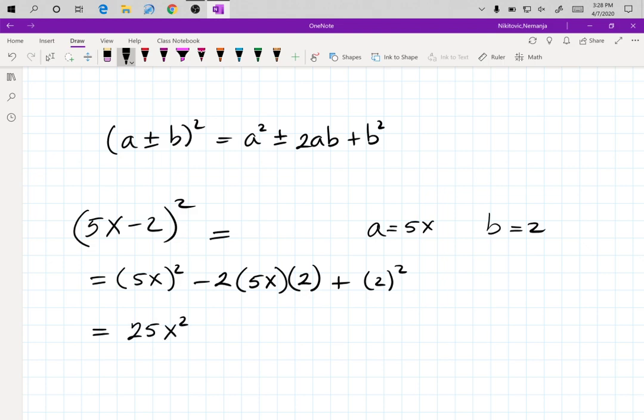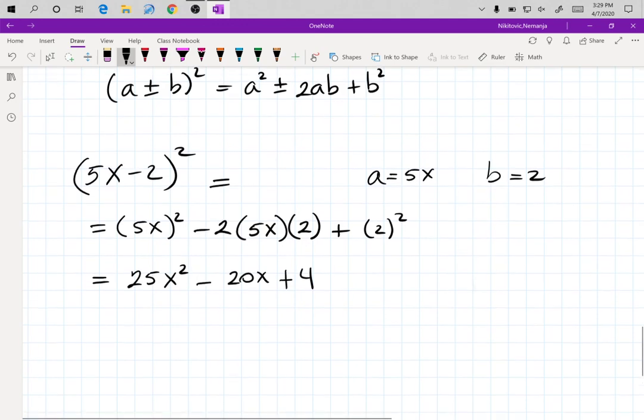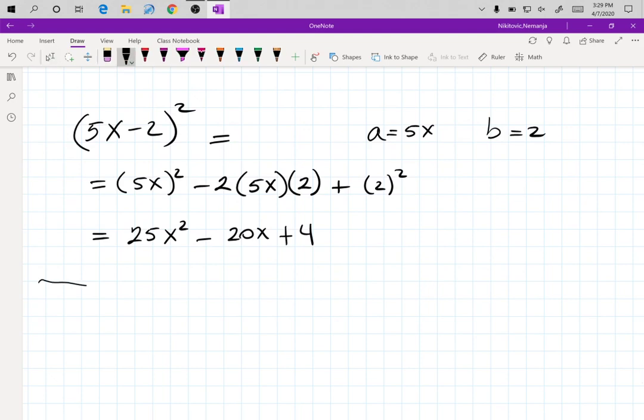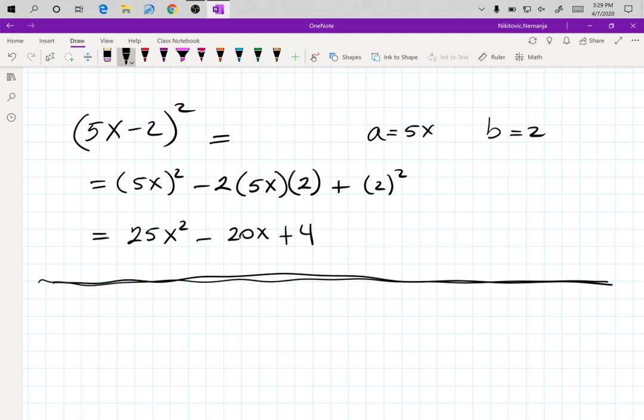25x squared minus, no, that's a 4 times 5, 20x plus 4. That's all it is. We don't have to FOIL if it's a special product. Let's take a look at another one. What else do they have in homework?